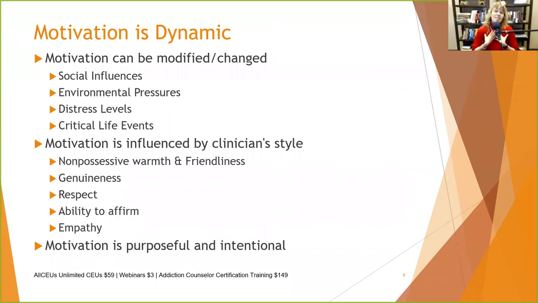Motivation is influenced by our styles. So we want to be non-possessive and warm and friendly, genuine, respectful. We want to affirm what they're doing instead of constantly pointing out discrepancies. And we want to show empathy, getting inside their head and understanding why it may be difficult to make this change. Instead of going, you're resistant, getting inside and going, I wonder why this old behavior is more rewarding than what I'm suggesting or than making a change, because this person seems to be doing everything to sabotage themselves.